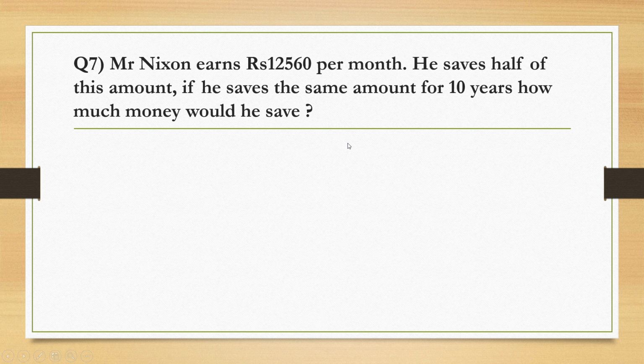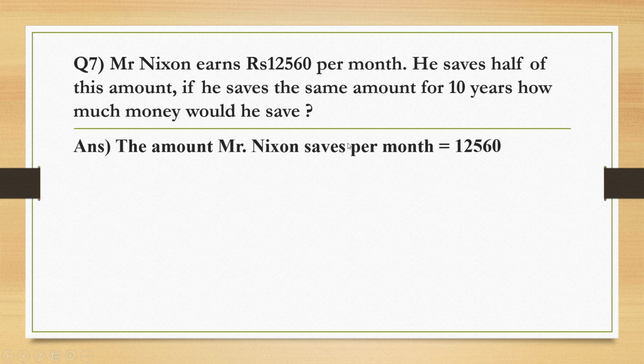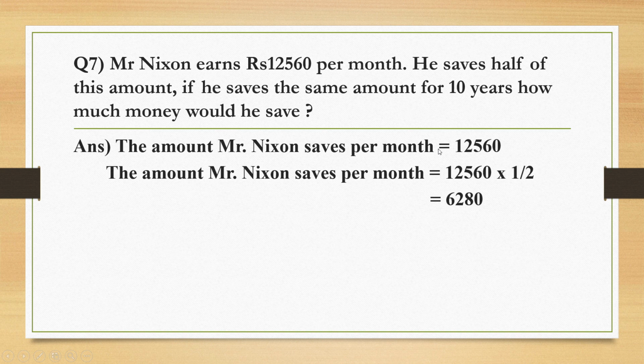Okay. So first we are going to write the statement saying that the amount Mr. Nixon saves per month. Okay, so here we just need to multiply it. Okay, so here he earns. Please, a small mistake happened here. So Nixon earns per month. This is earns. Please cut this saves and please write earns. Earns per month is 12,560, and how much does he save?